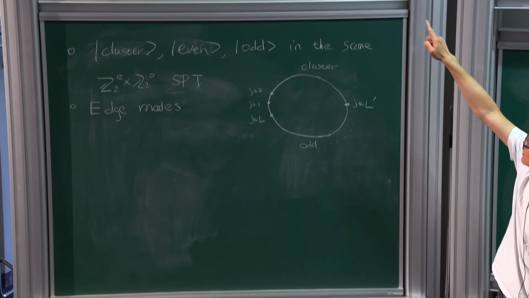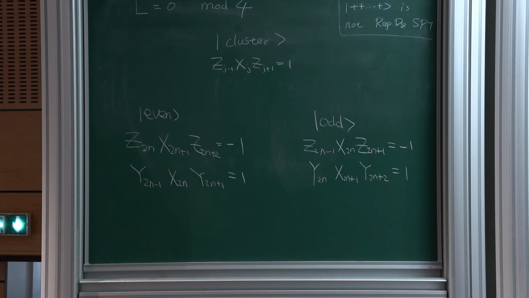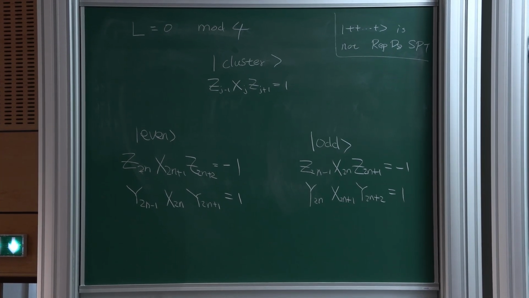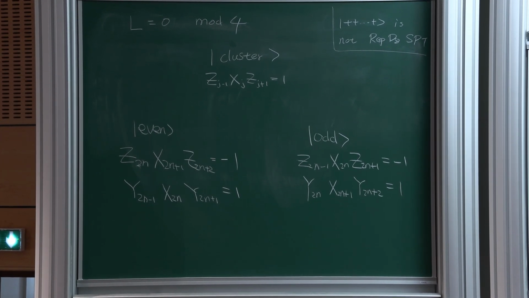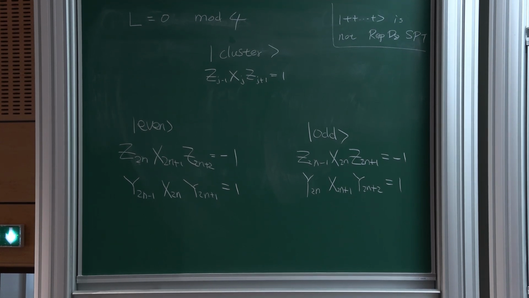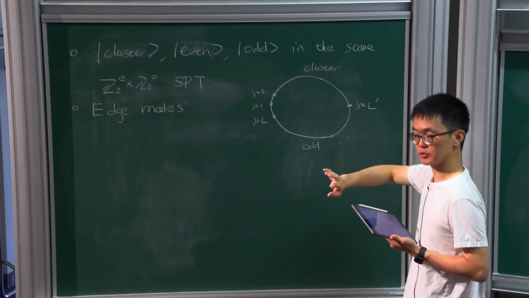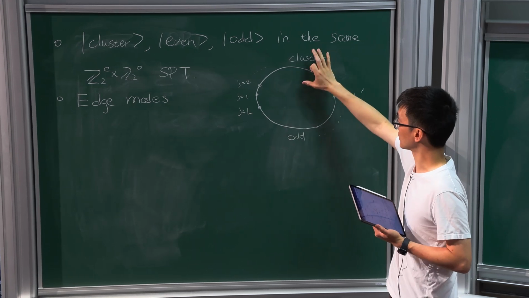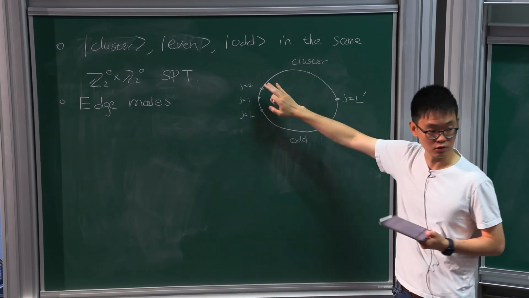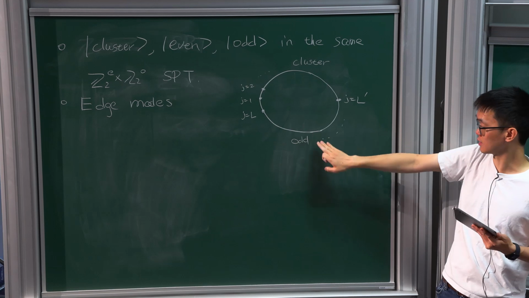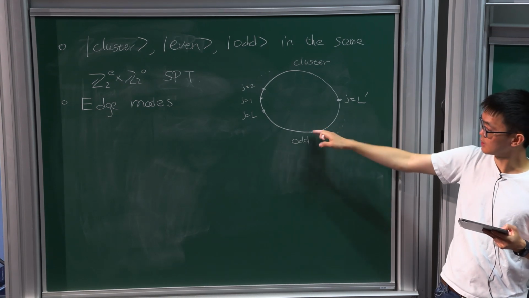You can see that even though ZXZ is invariant under D, YXY is not. So you have to correct it by adding a third term. But that can be done, and let me spare you the details. At the end of the day, you can write down an interface Hamiltonian that looks like the cluster Hamiltonian on one half and looks like the odd Hamiltonian on the other half.